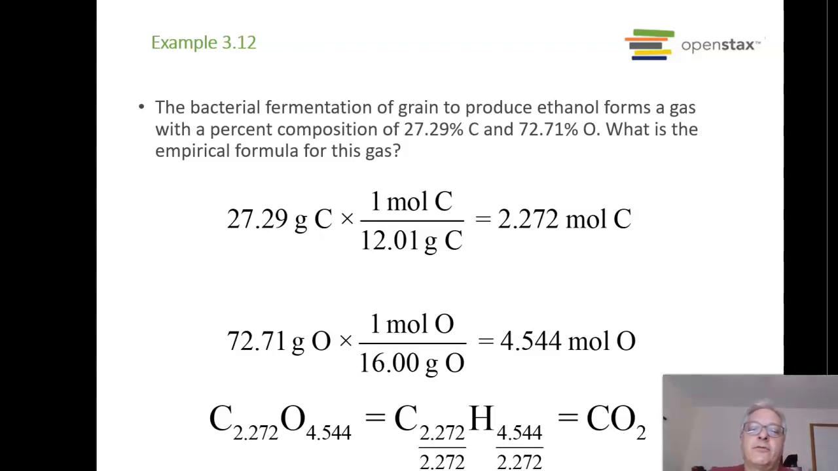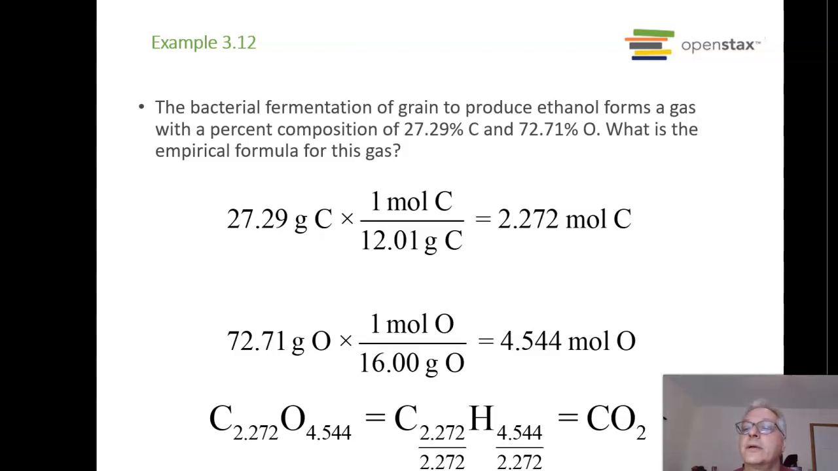It says the bacterial fermentation of grain to produce ethanol forms a gas with a percent composition 27.29% carbon and 72.71% oxygen. What is the empirical formula for this gas? Okay, well, we have our percentages here. Let me highlight those. We have our percentages here.